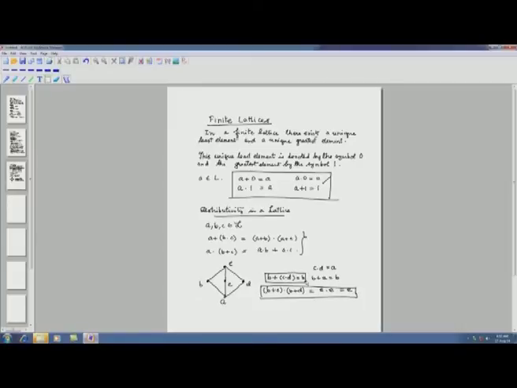Comparing these two, we see that of course, B is not E. Therefore, in this case B plus C D is not equal to B plus C meet B plus D. So, this lattice is not distributive.